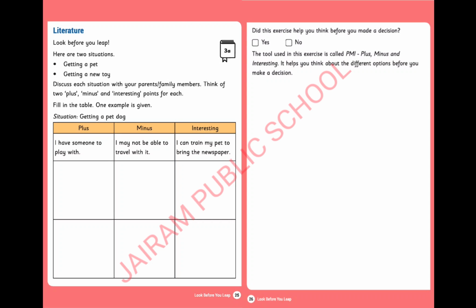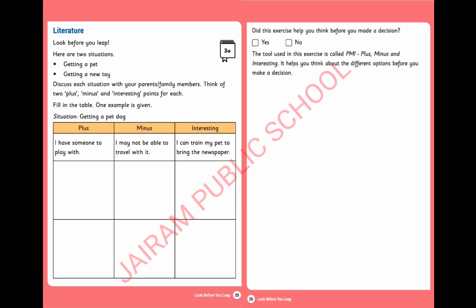So, with these two situations, what are all the plus? Plus means the good things. Okay. The good things in getting a pet or getting a new toy. Number 2 is minus. Minus means difficulties or the problems we will face if you are buying a new toy or if you get a new pet. That is minus. Number 3 is interesting things about the situation. If you get a pet, what are all the useful or interesting things going to happen? And what if you get a new toy, what are all the new things, interesting things gonna happen? That is what we are going to think and write in the given boxes.